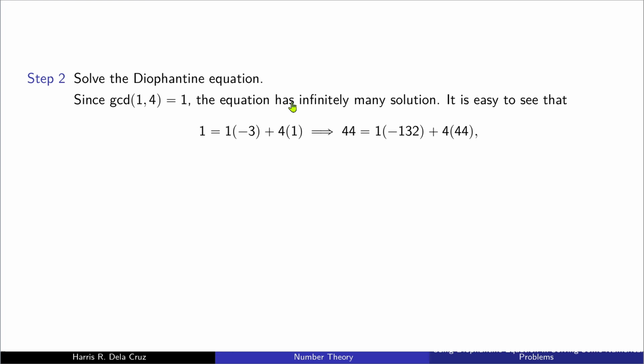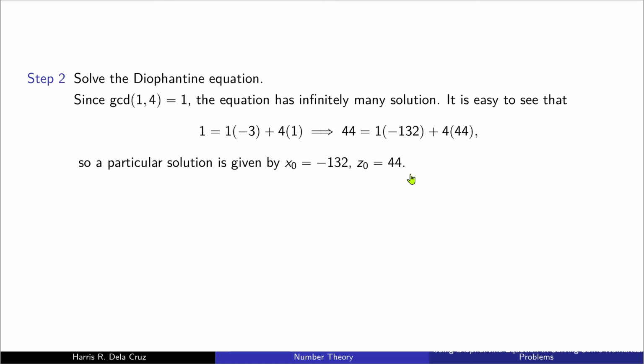Then, from this expression of the GCD, you make it the same as the original Diophantine equation. Sa original Diophantine equation, yung constant natin, 44. So, multiply everything by 44. So, 44 equals 1 times 44. Negative 3 times 44 is negative 132. And then, 1 times 44 is 44. So, this is now our initial solution. Negative 132 and 44. So, sabi sa corollary, ano yung formula?